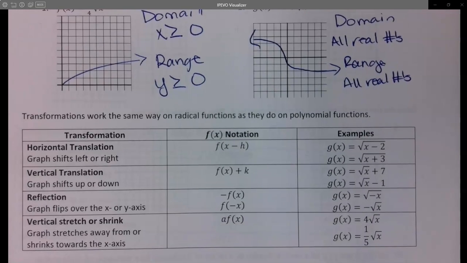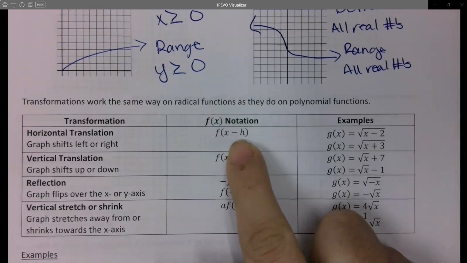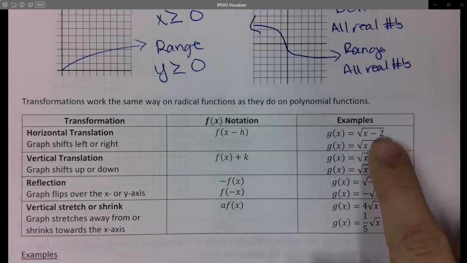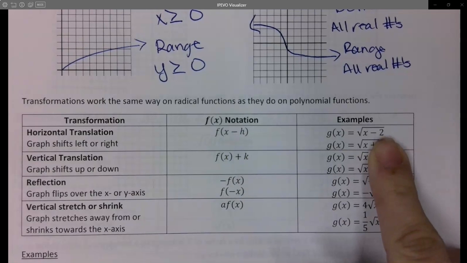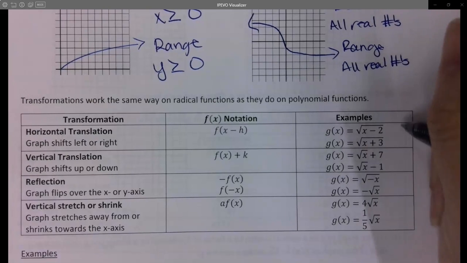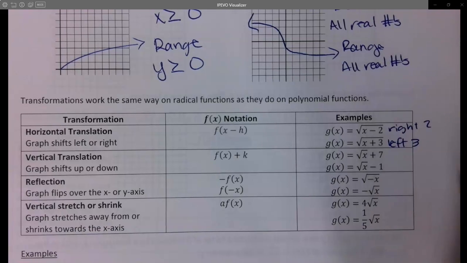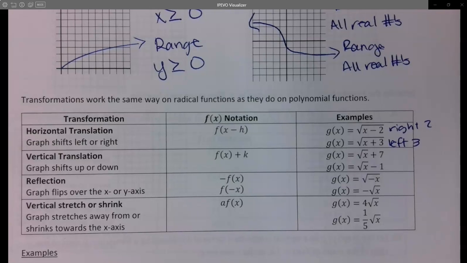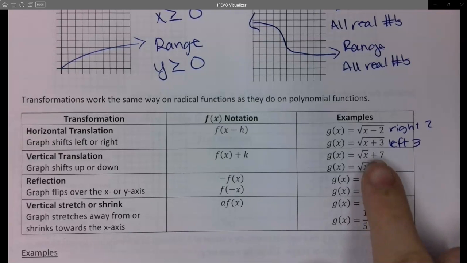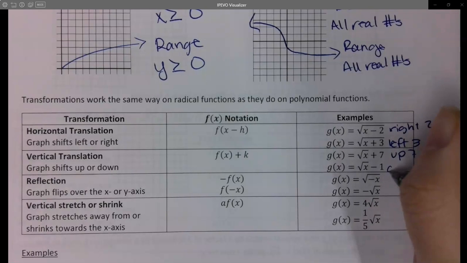So then we have our transformations. These are the same ones we've seen over and over again. If it's moving left or right, it's in parentheses with the x or under a radical, and those are opposite the sign. So this top one is going right 2, and the bottom one is going left 3. Vertical translations are outside of the radical, so the top one is going up 7, and the bottom one is going down 1.